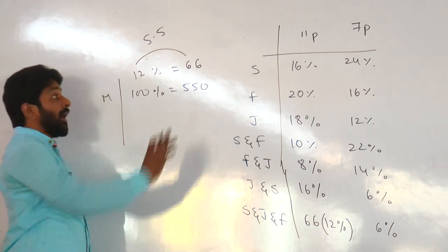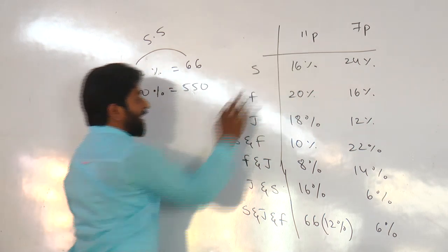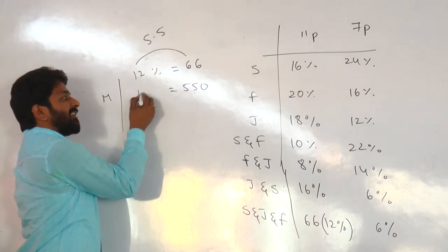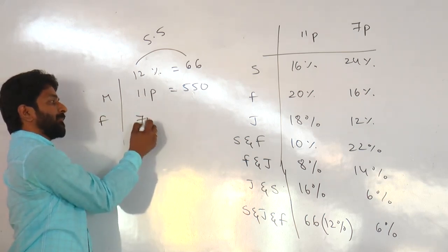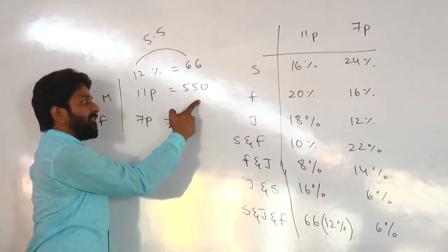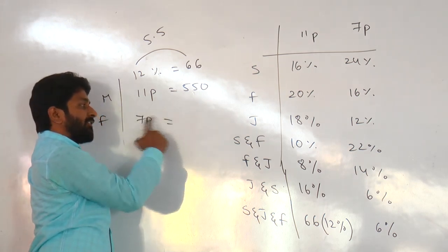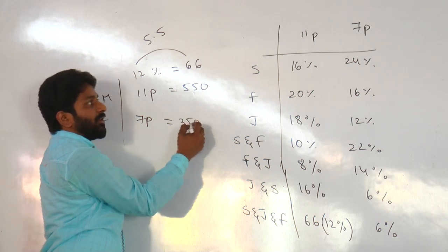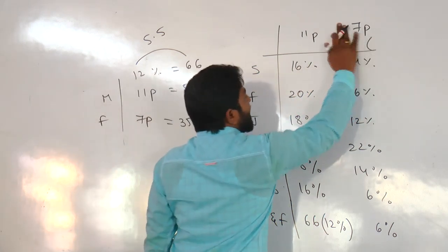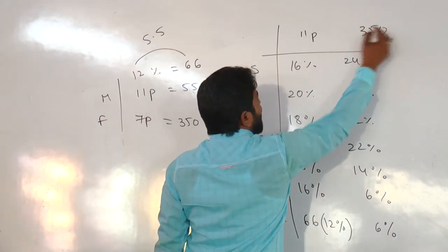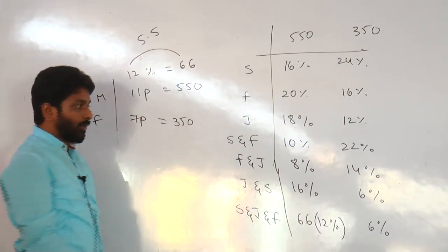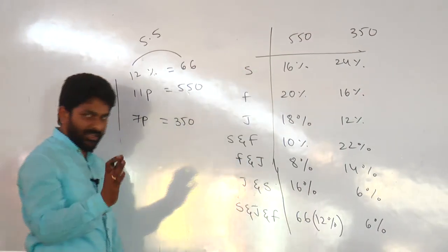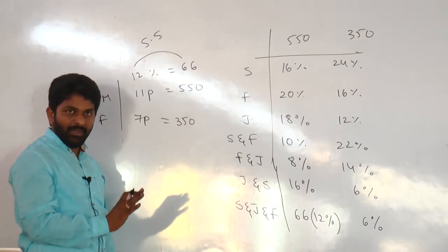Right? And in terms of number of parts, male are 11 parts. So I'll write it as 11 parts. Male are 11 parts. Female are 7 parts. If 11 parts is 550, 1 part is 50. 7 times 50 is 350. So female are 350 and male are 550. Don't try to convert every number. Do it when it is required.